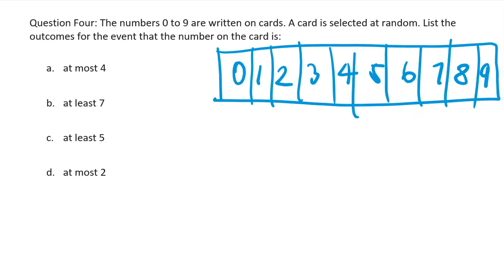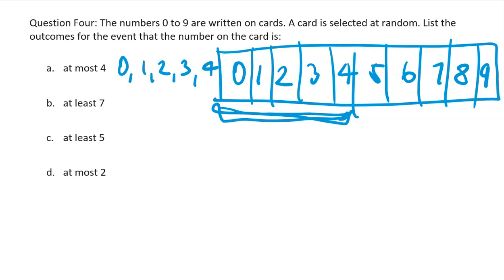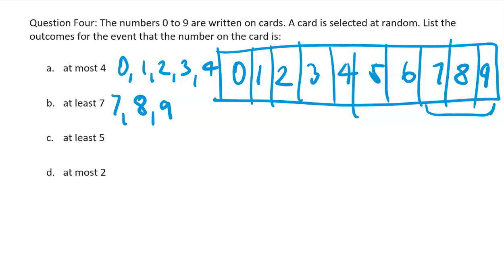Alright. A card is selected at random. List the outcomes for the event that the number on the card is: at most a 4. If I was to select at most a 4, which numbers does that mean that I could choose? Well, it means I could choose any of these numbers up to 4. So I could choose 0, 1, 2, 3, and 4. At least a 7. If I was to choose a card that was at least 7, that would mean that I'd have to choose a 7, 8, or 9. Okay, at least a 5. If I wanted to choose at least a 5, I could choose a 5, 6, 7, 8, or 9.